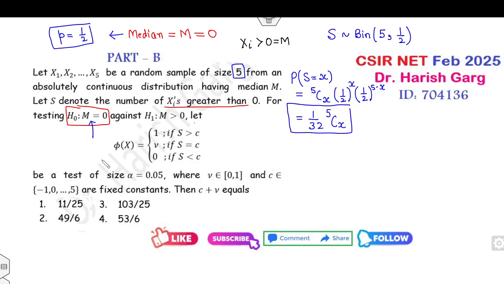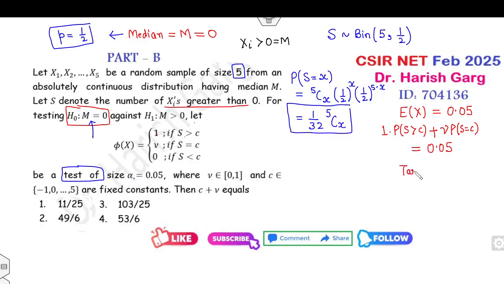Now let phi of x be the test of size 0.05. Then your target is to find C here. Again, very simple. The expected mean is given to you here. This is the size of the problem. So how can you find the size of the problem? That is 1 into probability S greater than C plus nu into probability S is equal to C, which is equal to 0.05. So that means your first target is to find the value of C.